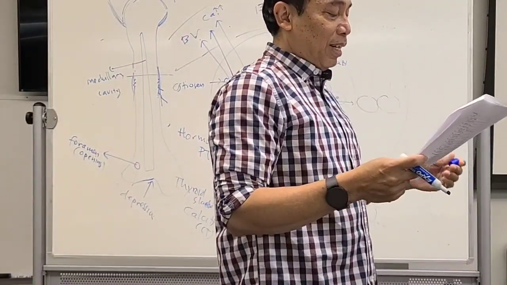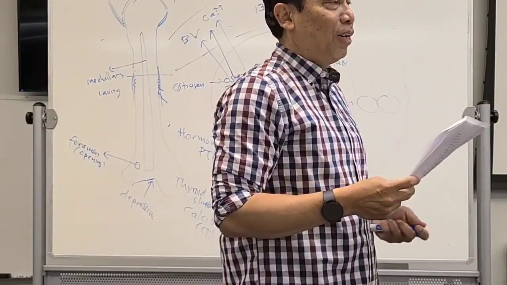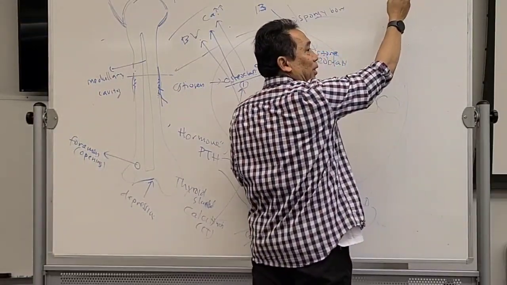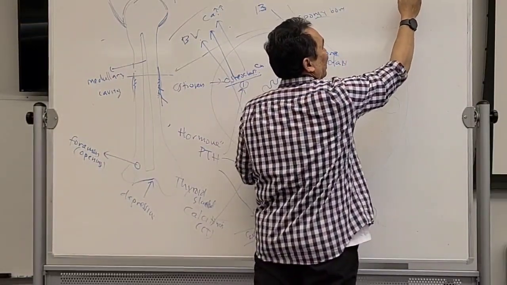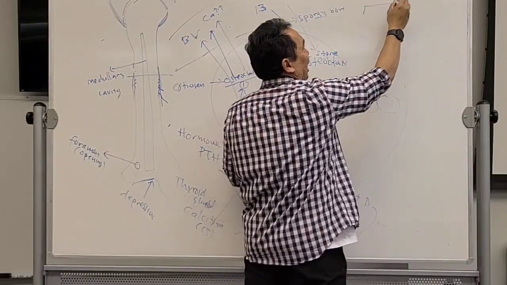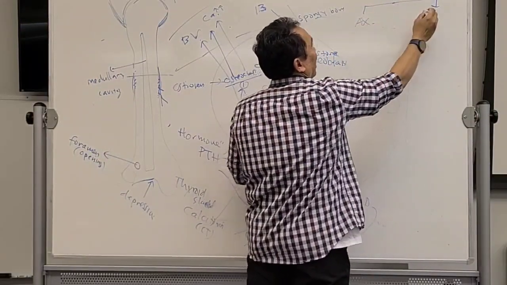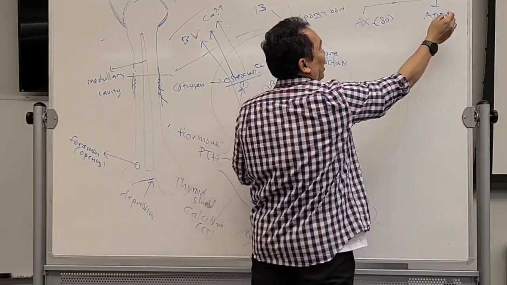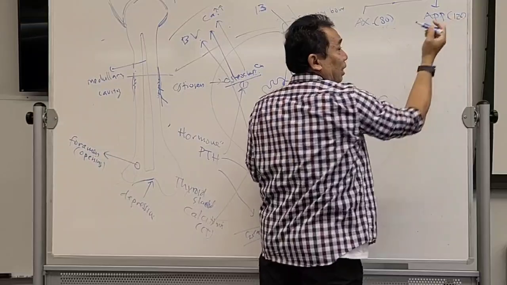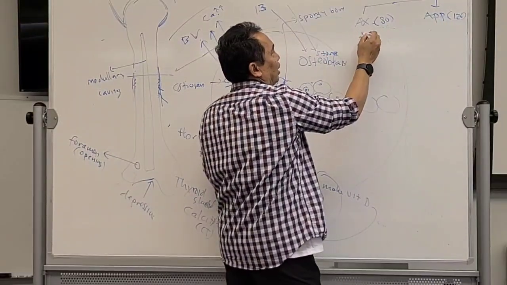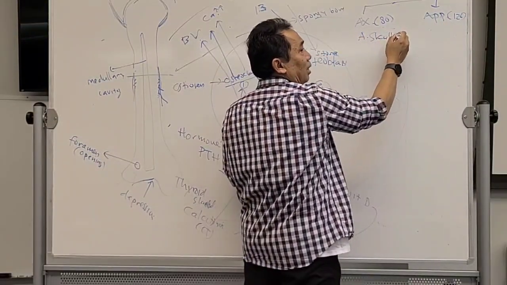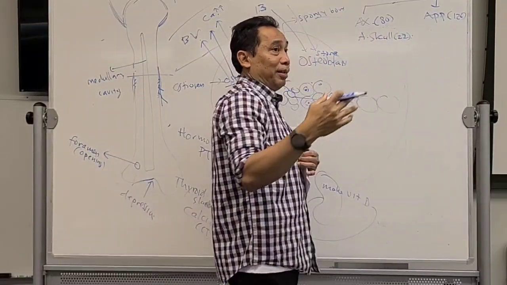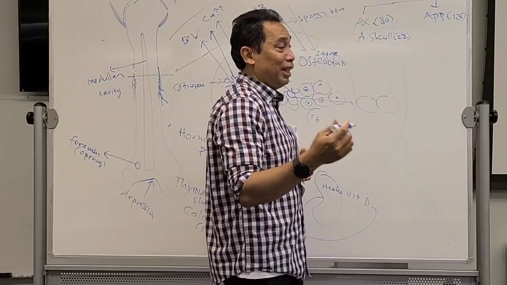Now, the actual skeleton. How many total bones do we have in the skeletal system? 206. It's divided into axial and appendicular. How many in the axial? 80. How many appendicular? 126. Axial is divided into skull. How many in the skull? 22. This is the number. Make sure you know it because there are a lot of questions on it in the exam.